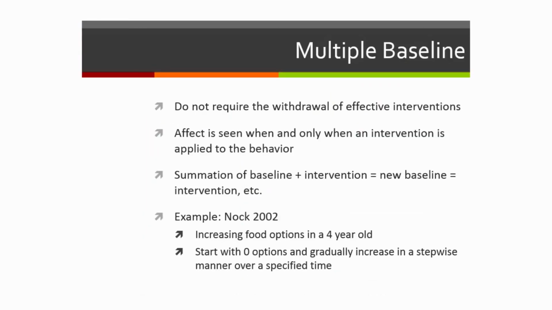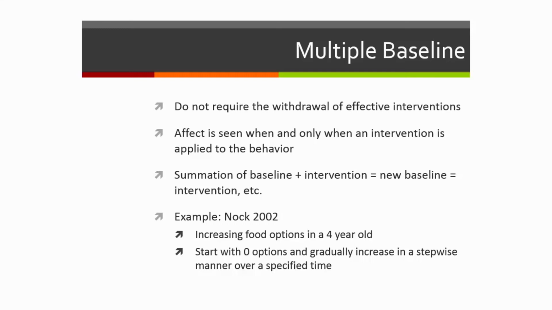Now, if we want to deal with multiple baselines, okay, we don't have to necessarily remove the intervention. Okay, the effect is seen only when an intervention is applied to the behavior. So basically, it's a summation of effects. And so we have a baseline, then we have an effect, then we have a new baseline, and then when we apply the intervention, we improve again or decrease again. It doesn't have to always be getting better. It could be getting worse.